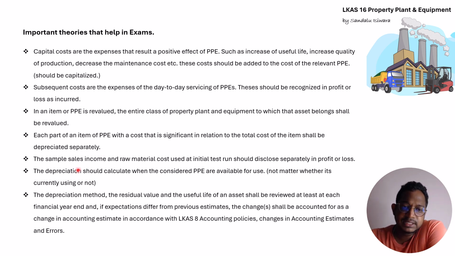And here, sample sales mean the sales coming from the test run, and the income and the raw material cost used at the initial test run should be disclosed separately in profit or loss. I discussed this earlier under measurement at recognition. And the depreciation should be calculated when the considered PPE is available for use, right? It does not matter whether it is currently being used or not.